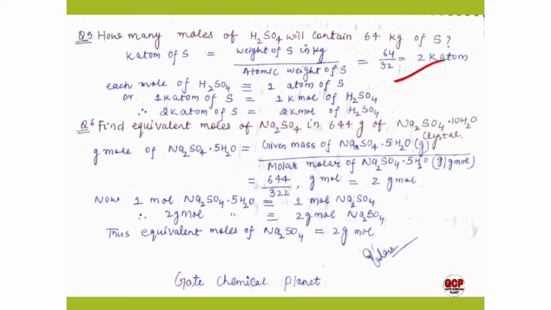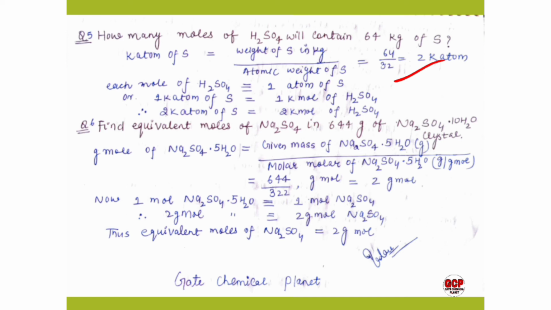It is very simple. In this question, first we calculated the kiloatoms of sulfur in the given mass, and the answer is 2 kiloatoms. Then with the help of simple calculation, we calculated the other things. So 2 kilomoles of H2SO4 is equal to 2 kiloatoms of sulfur.